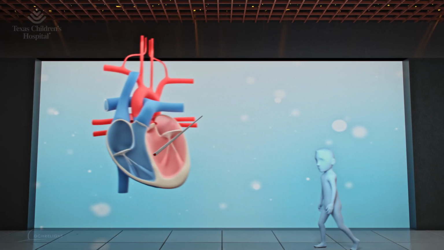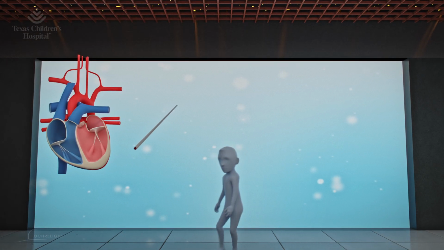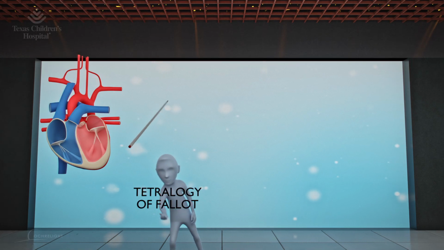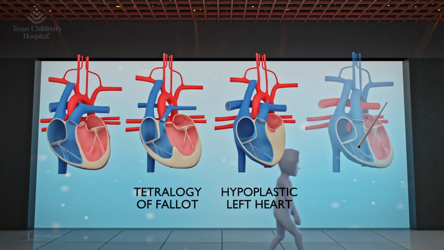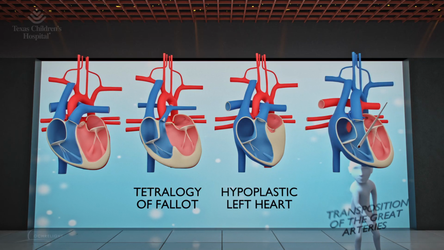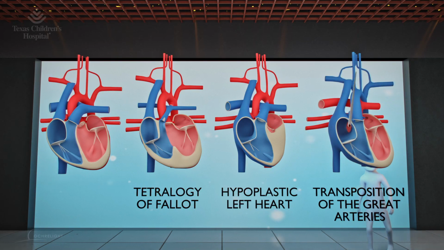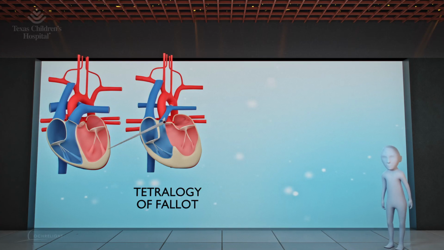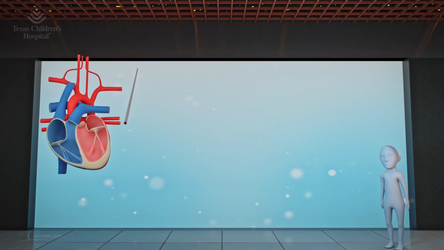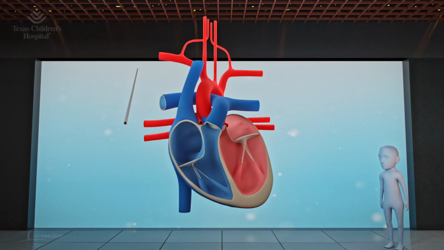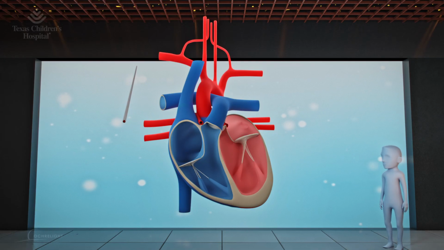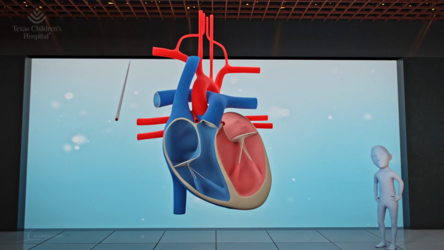Sometimes they occur as part of a more complex scenario. For example, tetralogy of Fallot, hypoplastic left heart syndrome, or transposition of the great arteries. But today, I'm not going to talk about these more complex syndromes. I just would like to consider the patient who has an atrial septal defect as their only form of congenital heart disease.